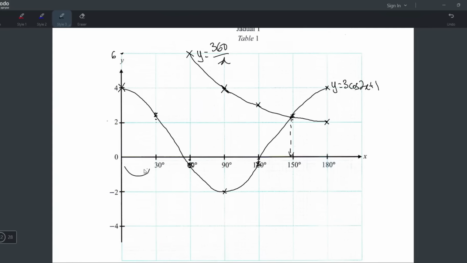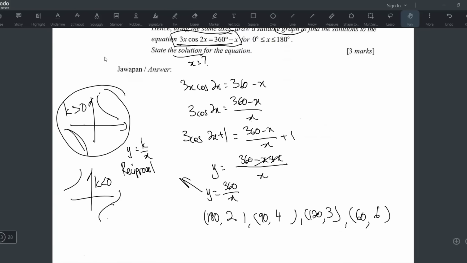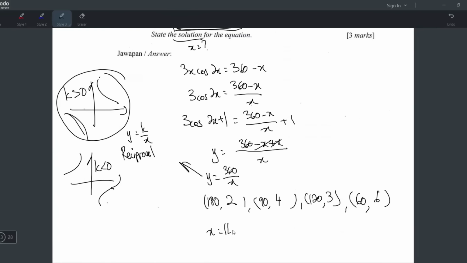Satu kotak is actually 3, because from here to here is tambah 30. So if there's 10 kotak here, satu kotak is 3 lah. So you just take 150 minus 3, which is 147. So I'll just write here x equals 147. Okay, that's what it means by stating the solution.